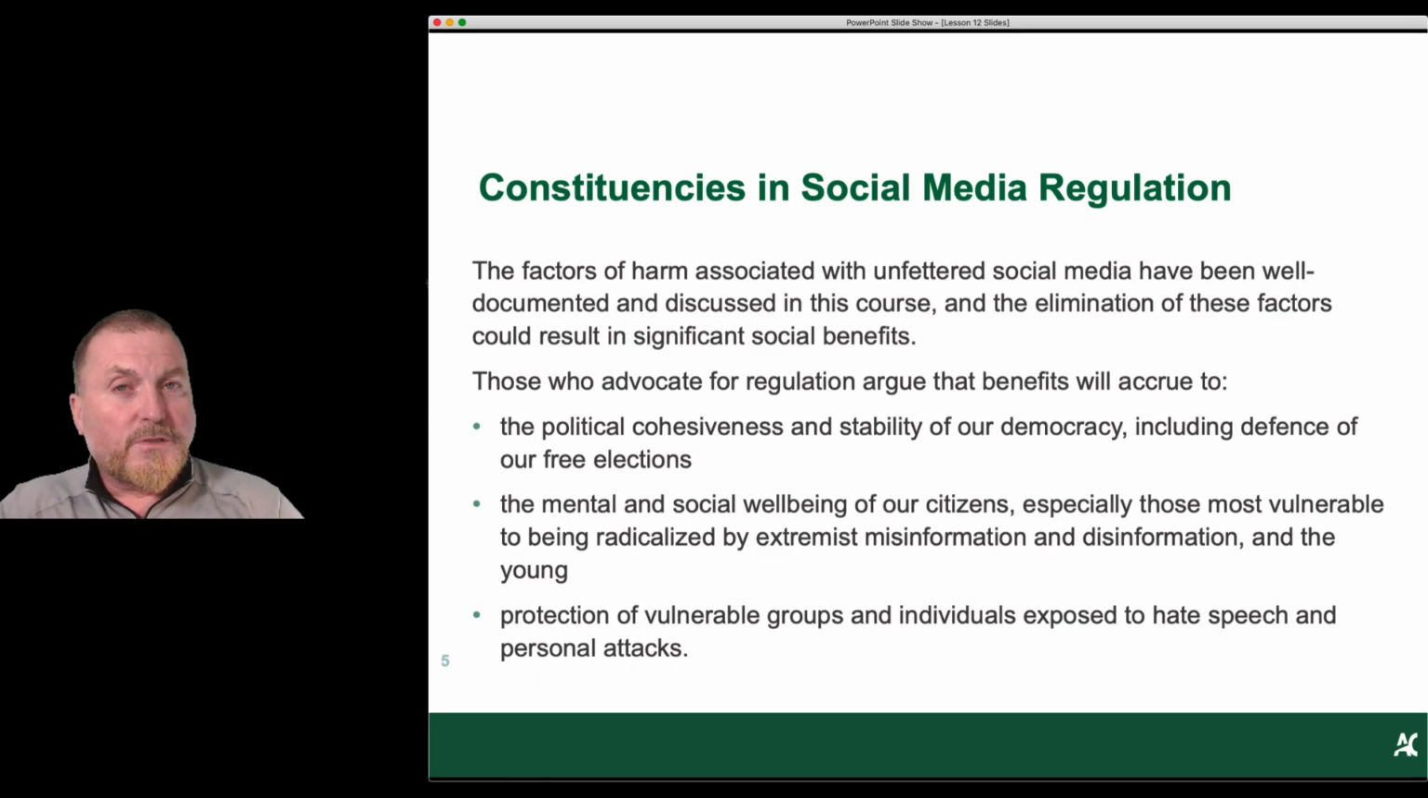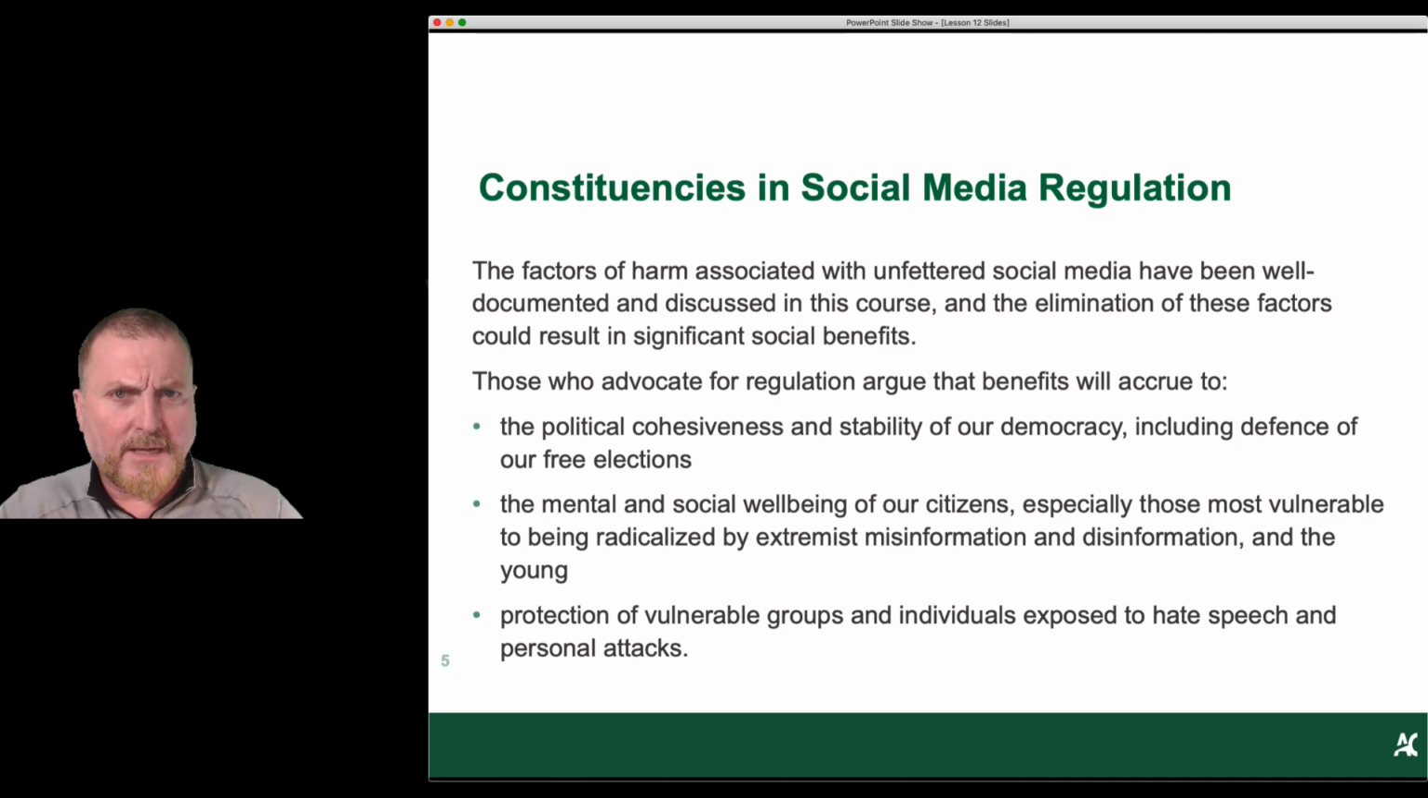The factors of harm associated with unfettered social media we've discussed extensively in this course. The elimination of these factors could result in significant social benefits, according to large numbers of experts, politicians, and regulatory experts. It could help with the political cohesiveness and stability of our democracy, including defense of our free elections. We're seeing the role of conspiracy theories in challenging democracy right now in the United States, which is immensely harmful to democratic institutions. The mental and social well-being of our citizens can be improved.